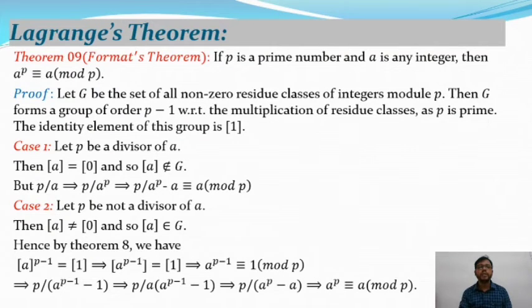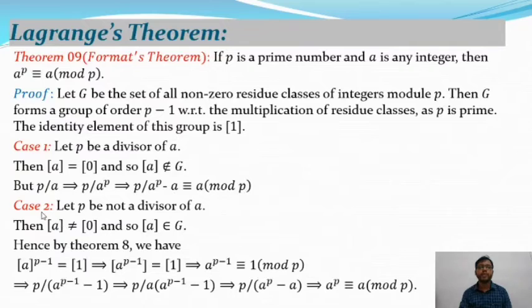As p is a prime, the identity element of this group is 1, the residue class of 1. There are two cases: p is a divisor of a, or p is not a divisor of a. If p divides a, then the residue class of a equals 0, so the residue class of a does not belong to G. But p divides a implies p divides a to the power p as well, and from this we get p divides a to the power p minus a, that is, a to the power p is congruent to a modulo p.